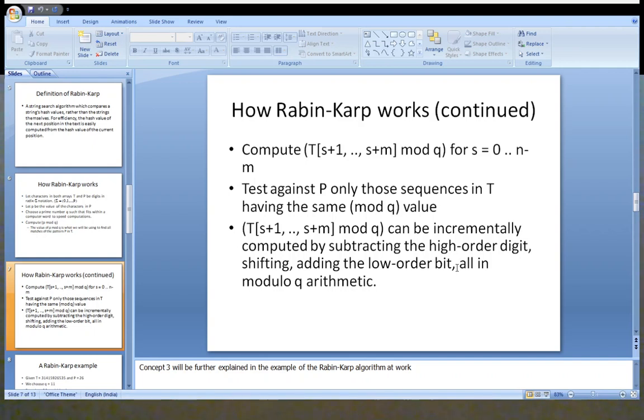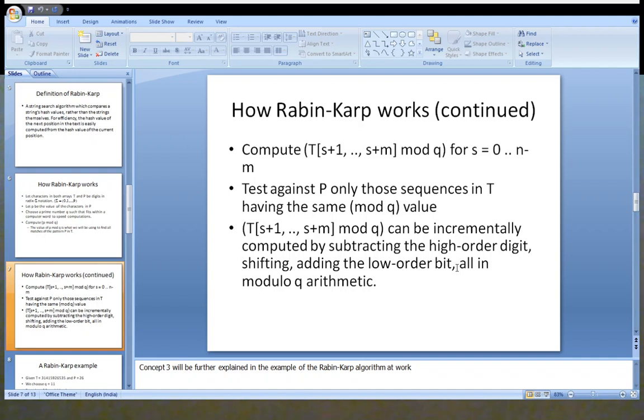This matching procedure, for t[s+1..s+m] with s equals 0 to n minus m, can be incrementally computed by subtracting the high-order digit, shifting, and adding the low-order digit, all in modulo q arithmetic. For shifting and taking the modulo, we are removing the higher-order digit and adding the lower-order digit.